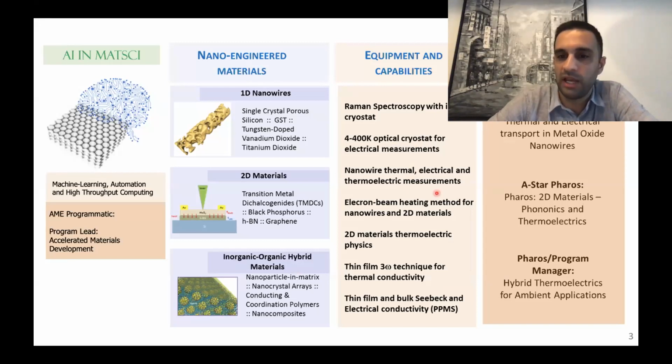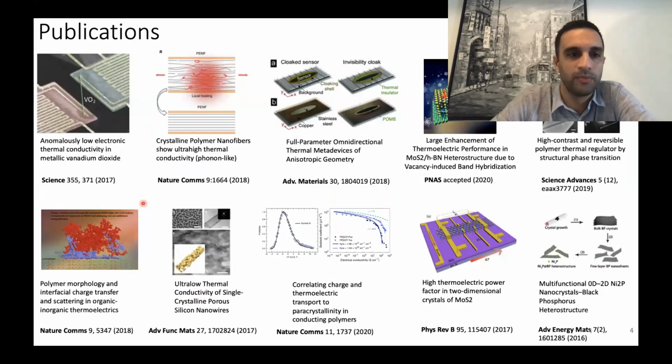I'd like to acknowledge A-Star for my funding, both through the PSF in 2014 and the A-Star Pharos Blue Sky Research. Recently, and this is what I will focus much of my work on, I have been applying machine learning, automation, and high-throughput computing in material science. We call it AI in materials science. I'm leading this program with many strong collaborators across Singapore, both in NUS and NTU. Here's a list of publications, just to show you what we have done. If you're interested in anything in particular, from 2D materials to inorganic-organic materials, or thermal conductance in nanowires, for example, feel free to email me.